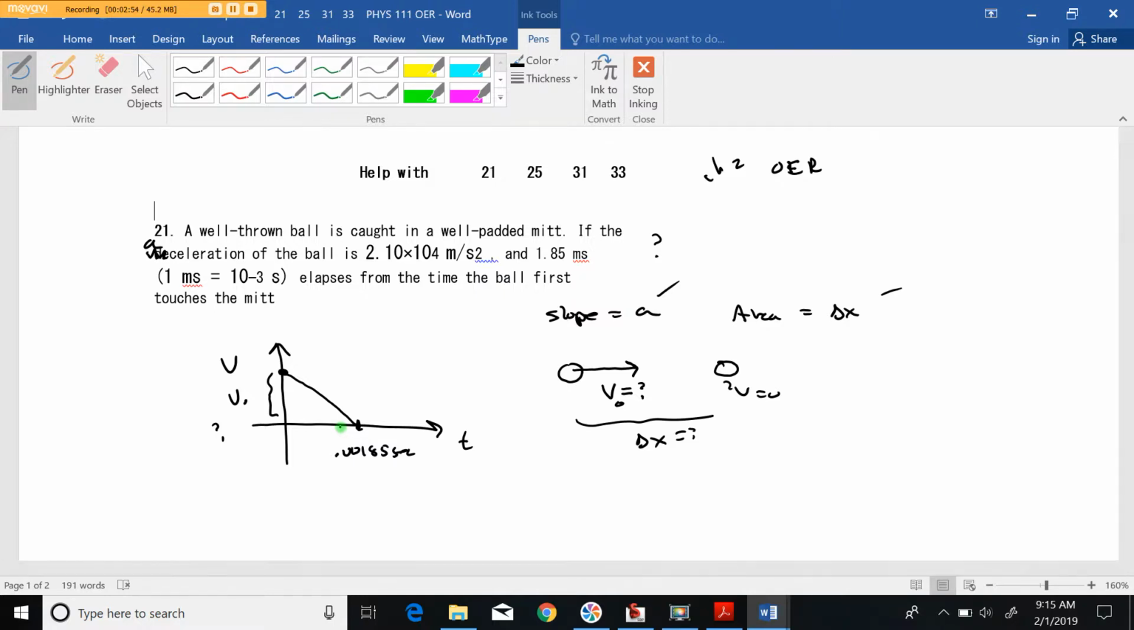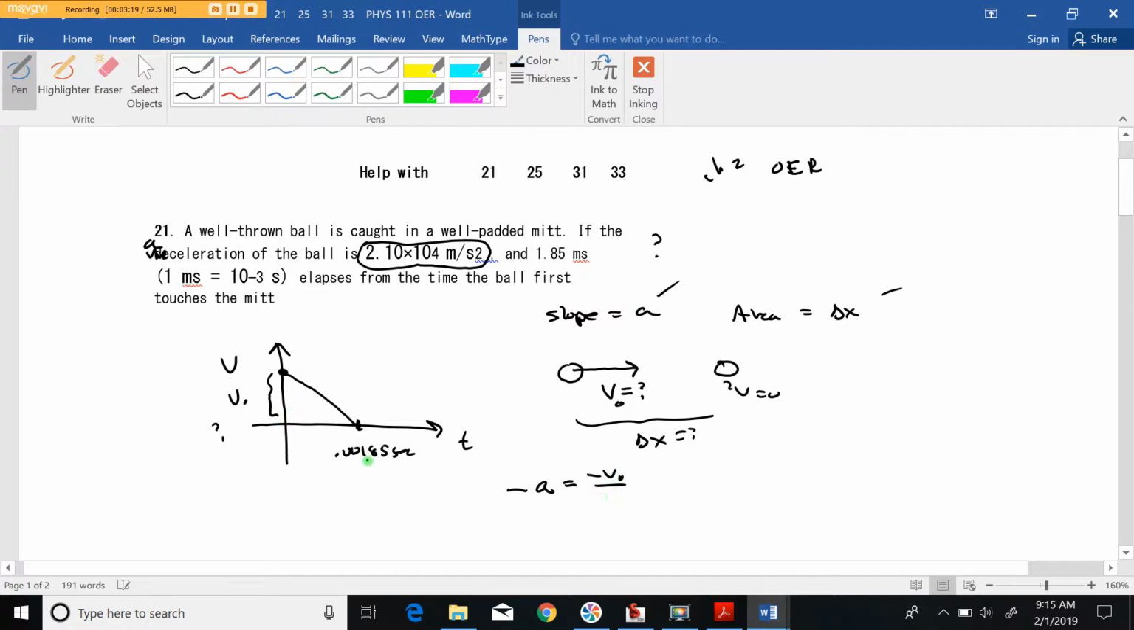Now, we can write two equations for this. One, the acceleration, which we know. I'm just going to put minus a here, where the a is the acceleration, this numerical value right here, is equal to, now if we go from here to here, this rise is what I call v sub o, but it's a drop in velocity, so let's put minus v sub o over delta t. This would be the delta t.